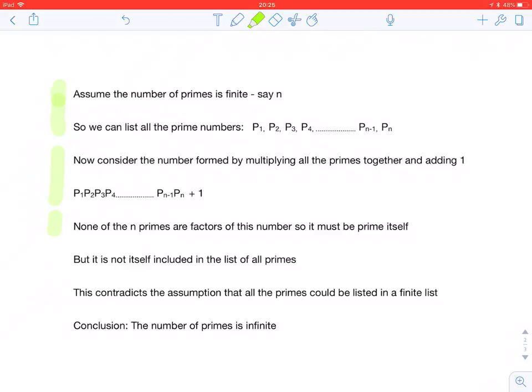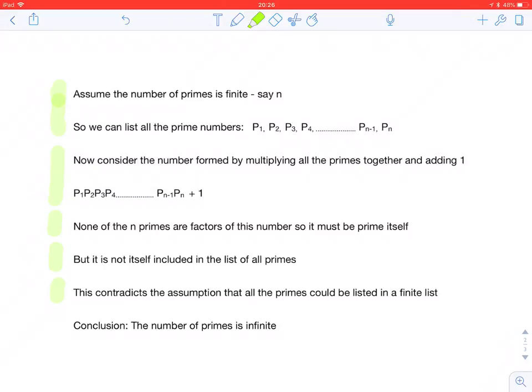So if this number that we've created has no prime factors, the only factors are 1 and itself, and so it's prime. But it's not included in our list of primes, because it's made of all the ones in the list multiplied together plus 1. So what that means is we didn't have all the primes in the first place. And that contradicts our assumption that we had a finite number that we could list.